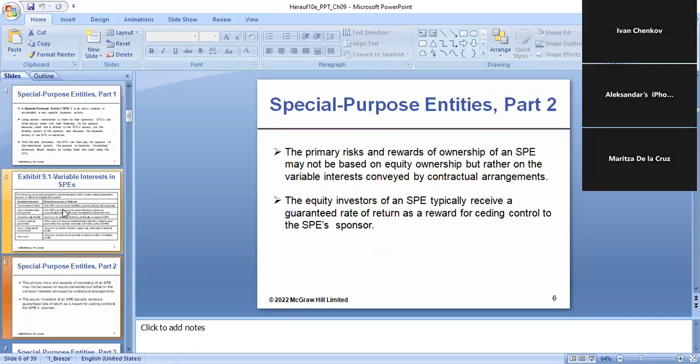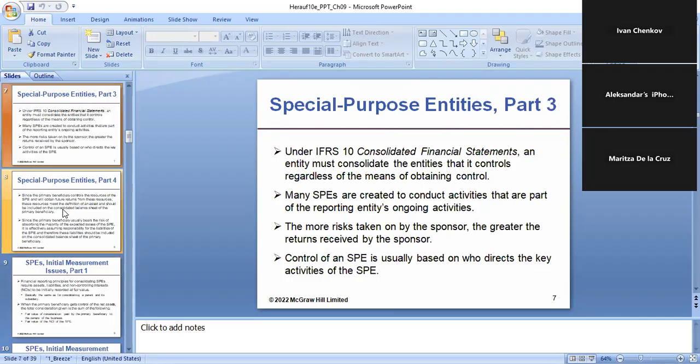The primary risk and the reward of the ownership of the special purpose entity may not be based only on the equity ownership, but rather on the variable interest, which is conveyed by the contractual agreement with the sponsor. In that case, the equity investors of the special purpose entity typically will receive a guaranteed rate of return.